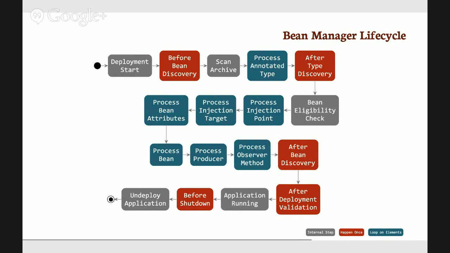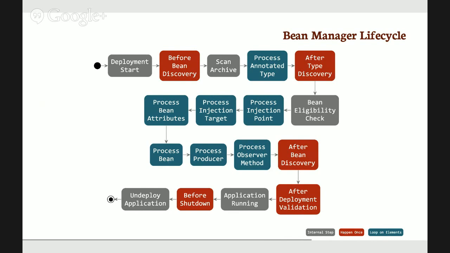You can decide here to stop the creation of a bean, to read all the metadata and say, okay, this bean candidate won't become a bean. You can have a veto method here in the process bean attributes. Here you have the process bean per se, so you can have more information, but you cannot stop the process here, it's too late.